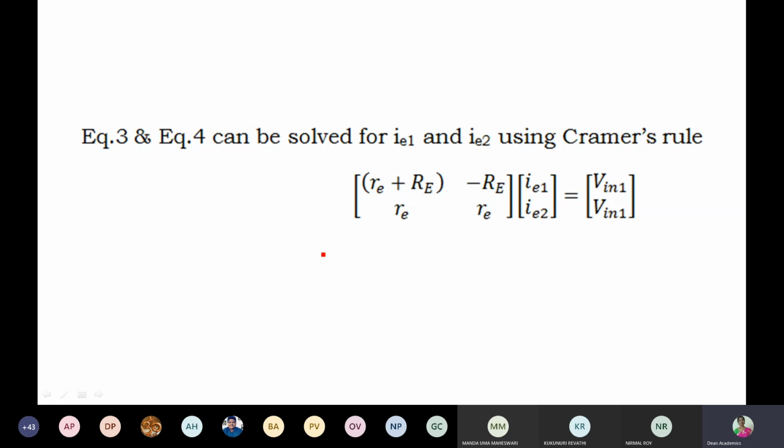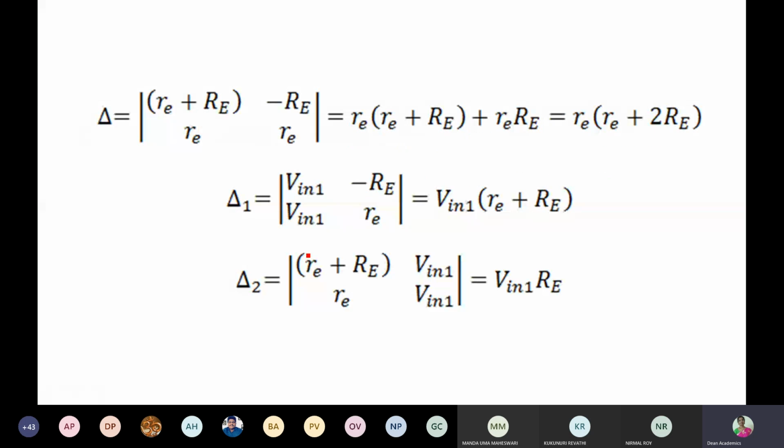IE1 is equal to delta 1 by delta. What is IE2? Delta 2 by delta, right? So you can write what is delta. Just now you have mentioned this matrix, so you expand this and cross multiply and try to get the expression for delta.